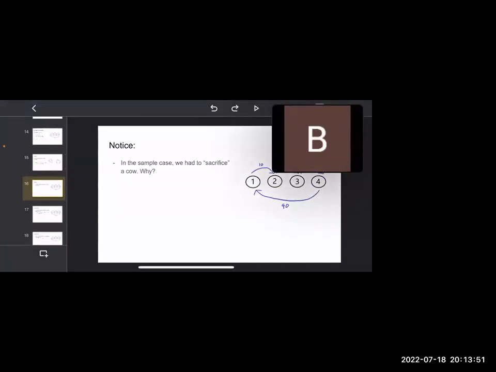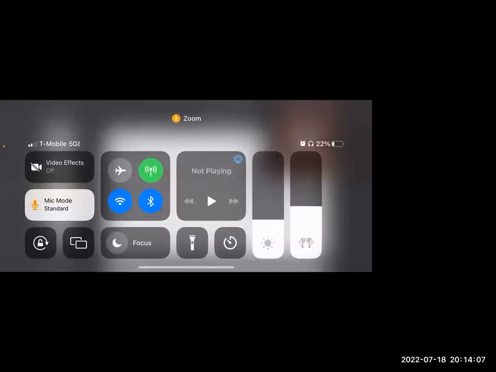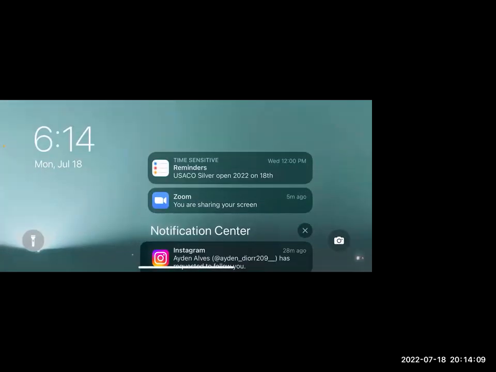Now, in the sample case, just going back to specifics, we did have to sacrifice a cow. Why is that? Why can't we just have all the cows visit each other? Why is that not possible? Let me let you think on that for a second.